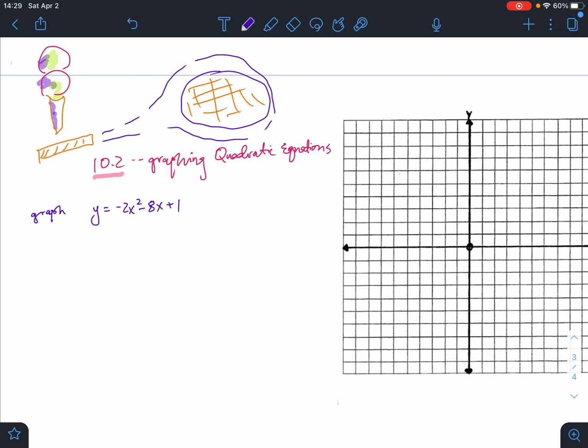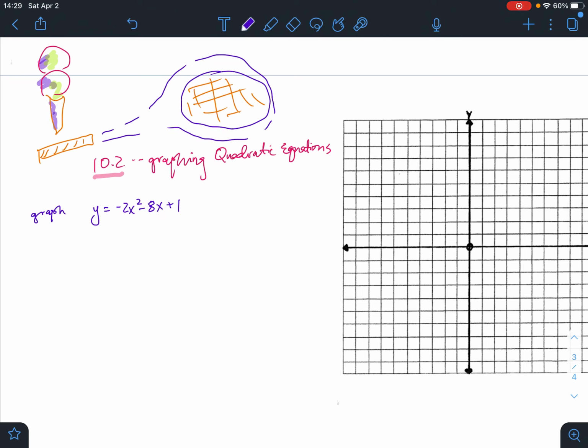Guys, I wanted to help you out and go over this question with you as another example. And hopefully, like I said, it can give you a worked example so it makes the concepts a little easier for you. Okay, so we're going to graph y equals negative 2x squared minus 8x plus 1.